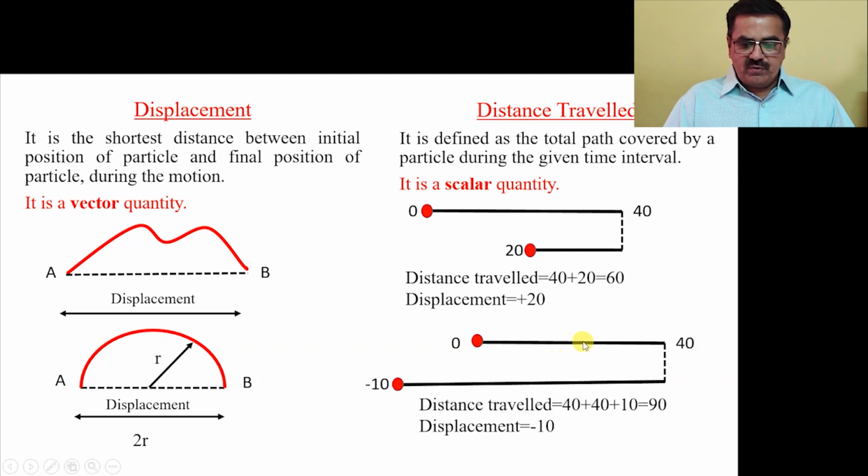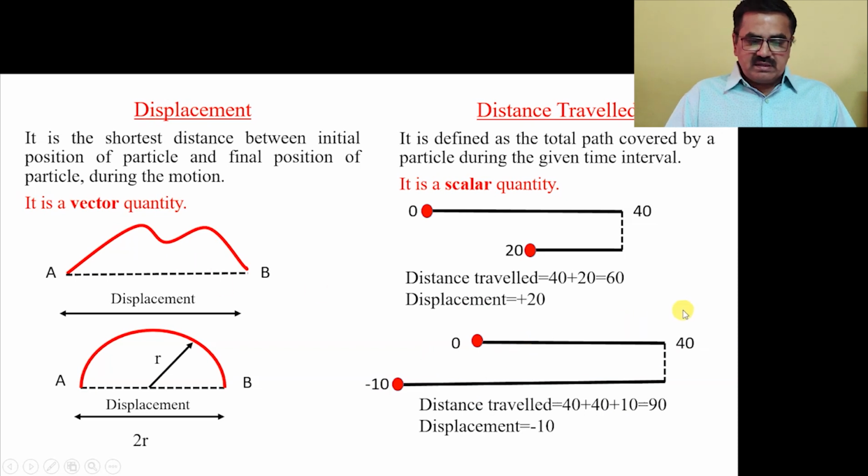Now in the second figure, the particle is starting its motion from O and it reaches 40, 0 to 40. At 40 the particle stops for a while and reverses its direction of motion, and again it starts moving towards the origin. The particle crosses the origin and moves to the left of origin, and now this is the new position of the particle, minus 10. So the distance traveled is 40 plus 40, 80, plus 10, 90, while its displacement is minus 10, to the left of origin.